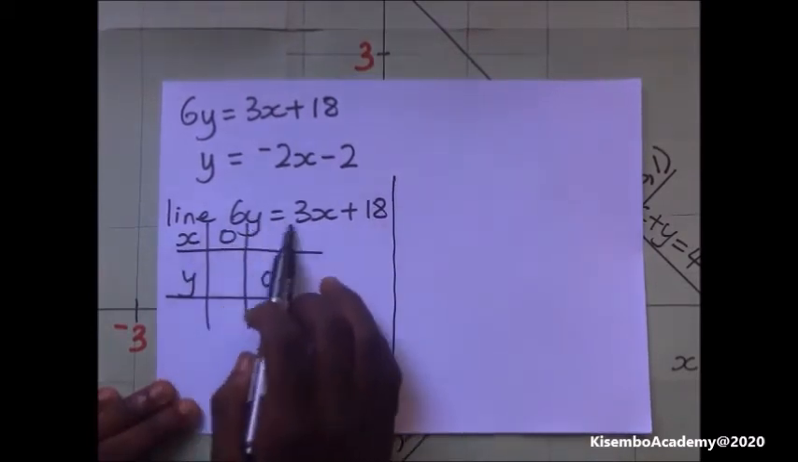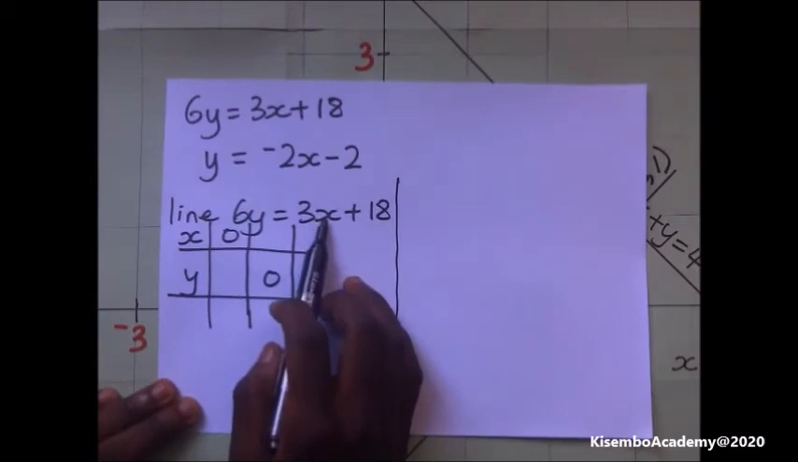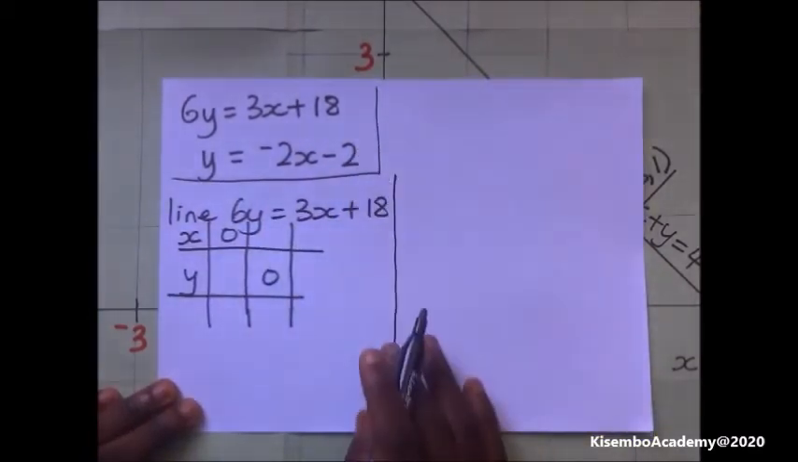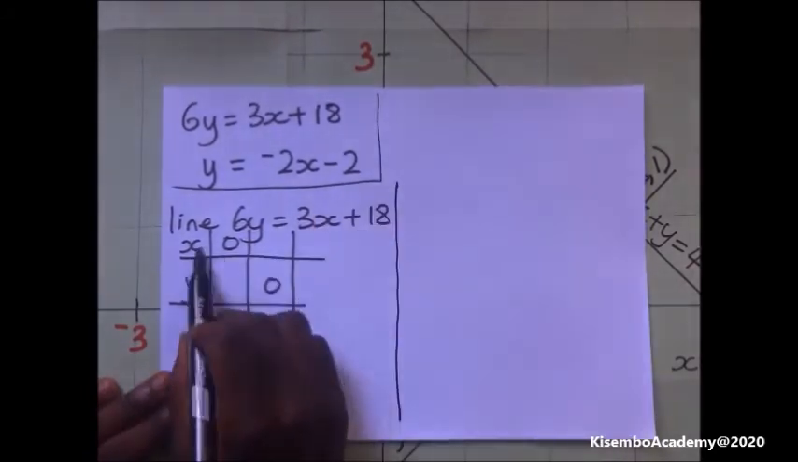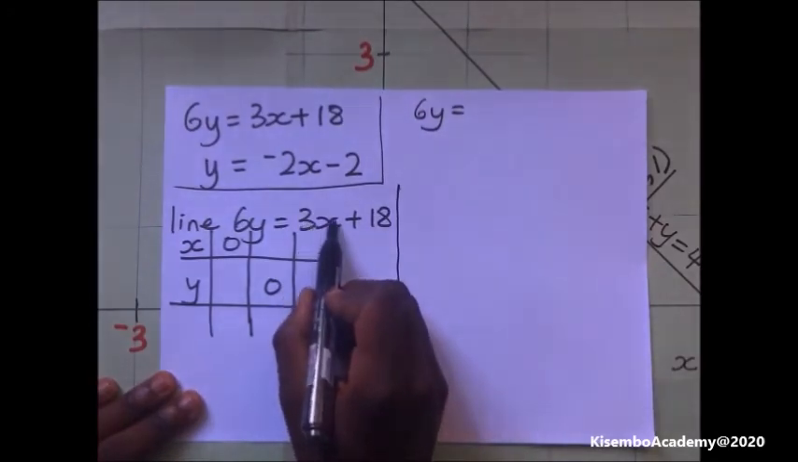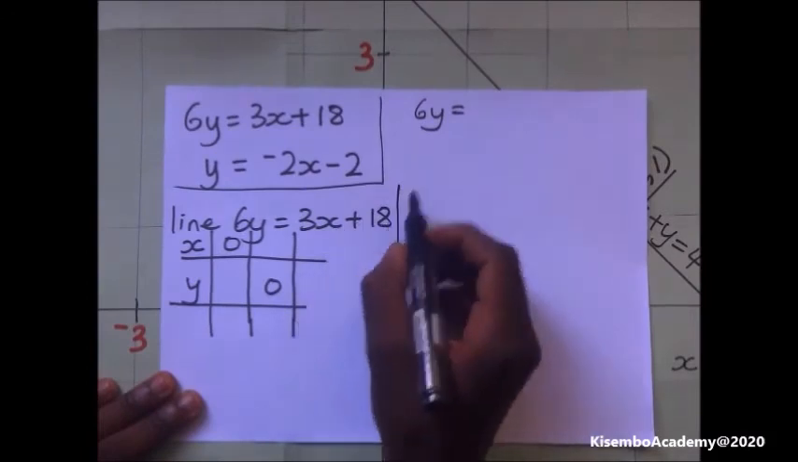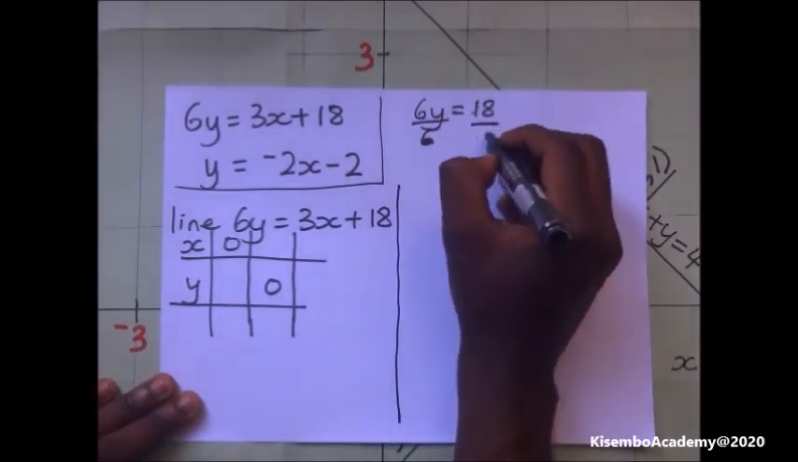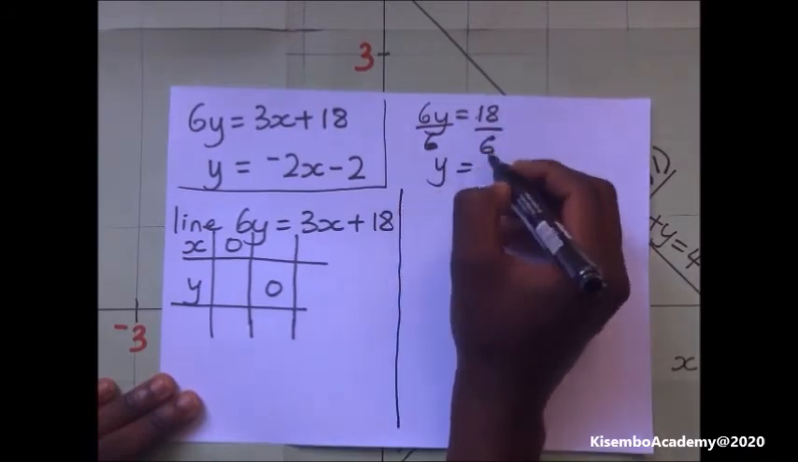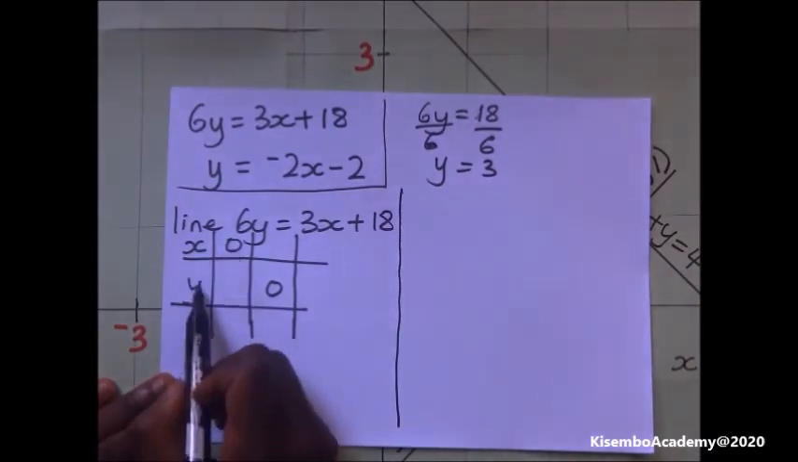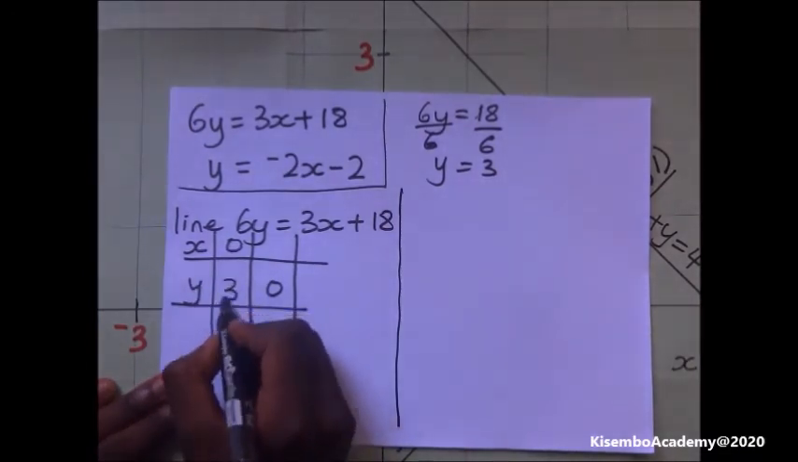When our value of x is 0, if you look at this equation, what is our value of y? This is our question. So doing some side work, when x is 0, we have 6y is equal to 3x plus 18. 0 times 3 is 0, so it becomes 0 plus 18. So we remain with 18. When you divide both sides by 6, we get y as 18 divided by 6, which is 3. So when x is 0, y is 3.